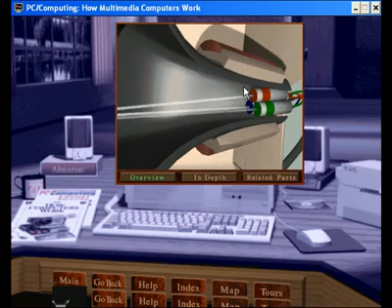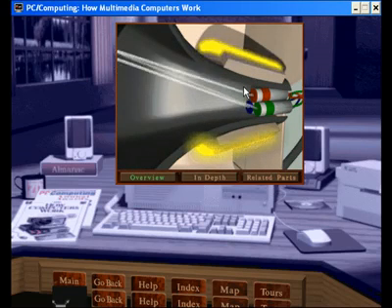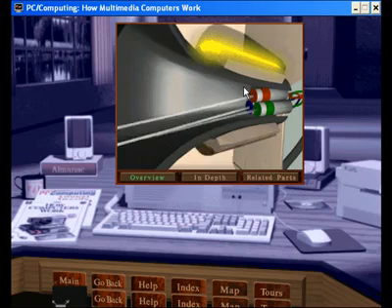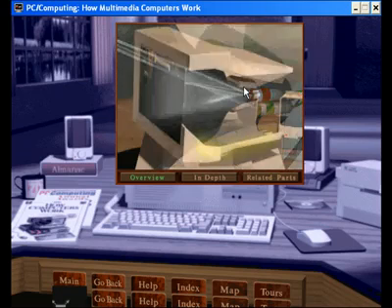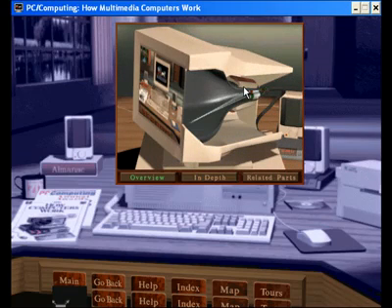The beams pass through the deflection yoke. It uses magnetism to bend the electron beams so they can sweep across the entire screen and create the picture we see.